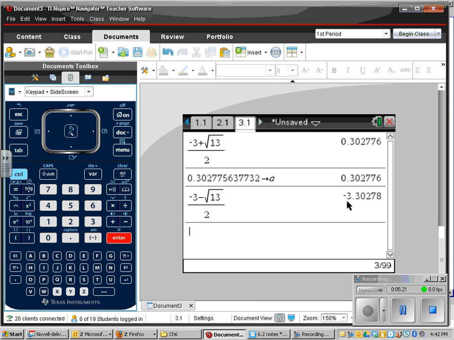And notice that this value is negative. So what I have here is a positive value. Cotangent x is equal to this positive value, and cotangent x is equal to this negative value.